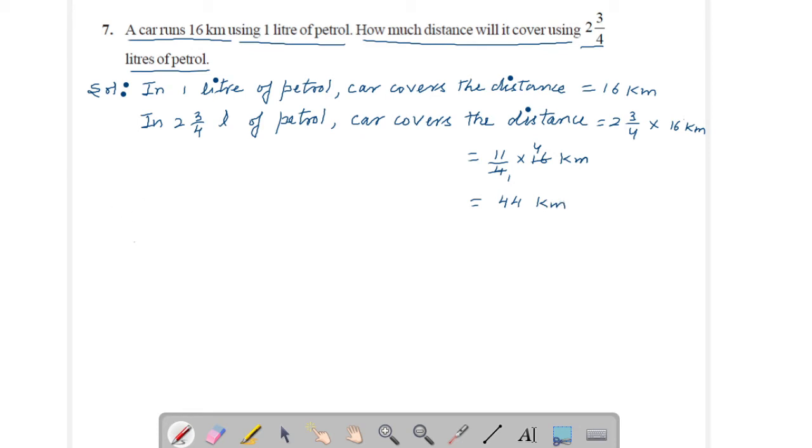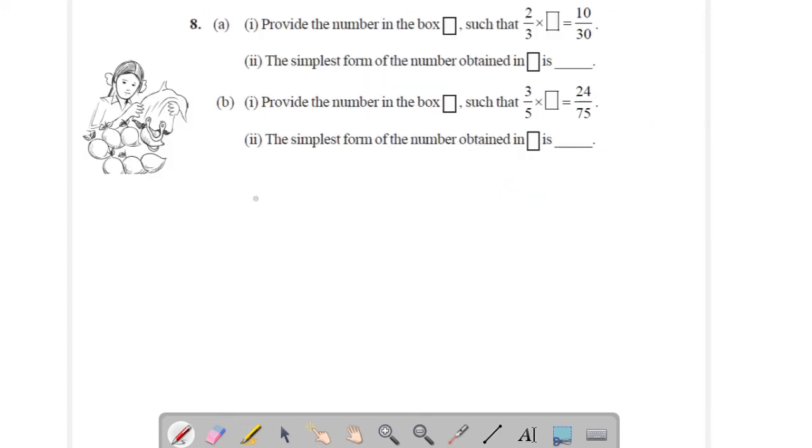Thus, the car will cover 44 km distance. This is your answer. Now come to question number 8.